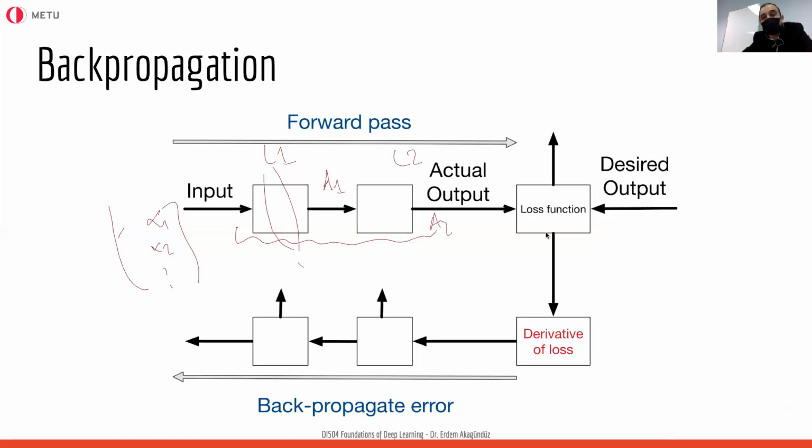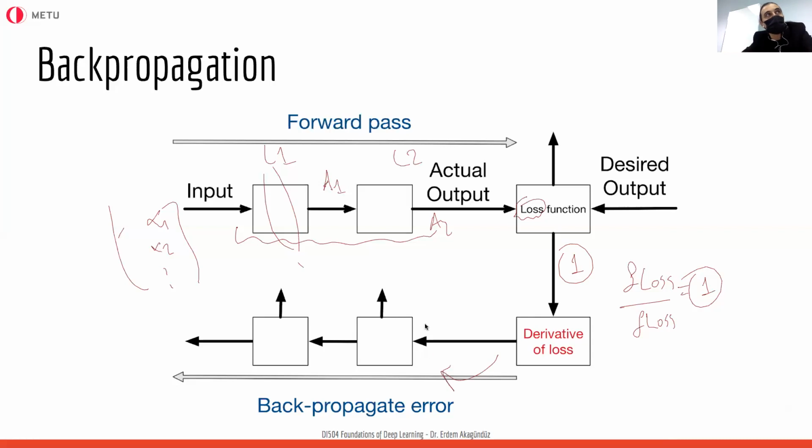In the end, there will be an error between the actual output and the desired output. And we call that loss, okay? We take the derivative of the loss. At this point, we take the derivative of the loss with respect to what? With respect to itself, guys. It's funny, I mean, something taking derivative with respect to itself is one. So we start backpropagating the derivative starting with 1, okay?